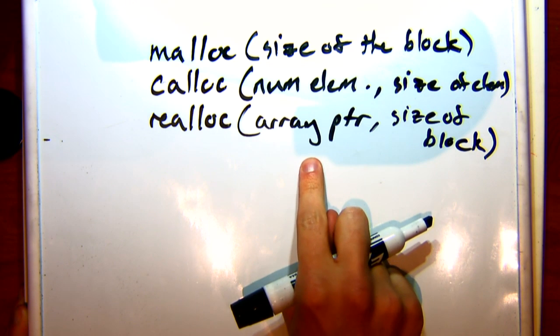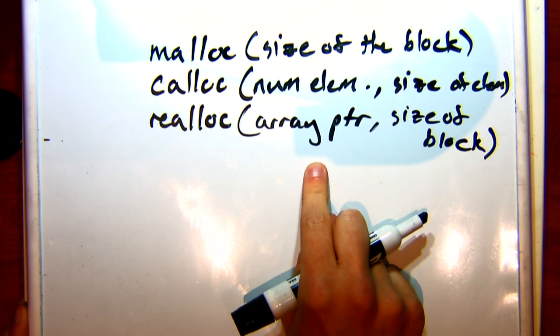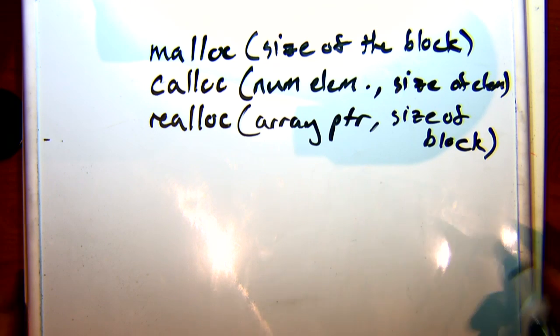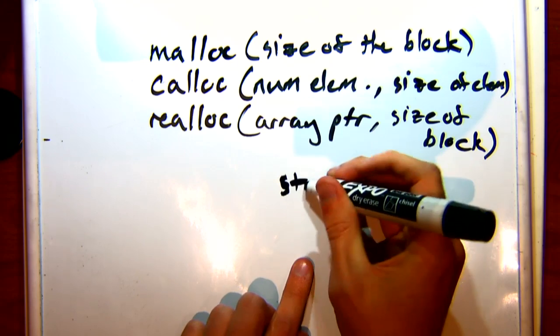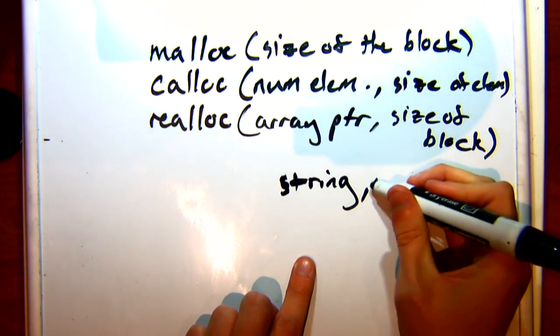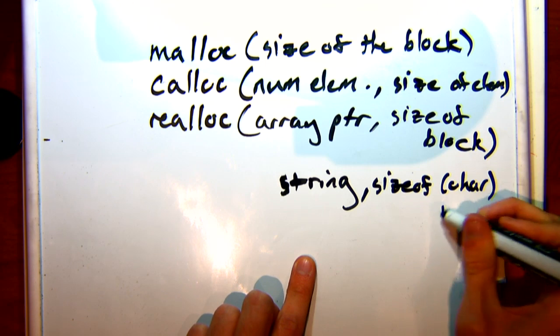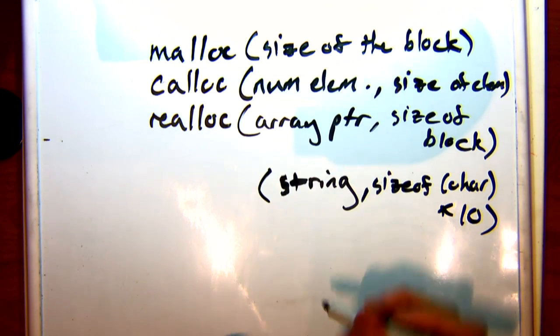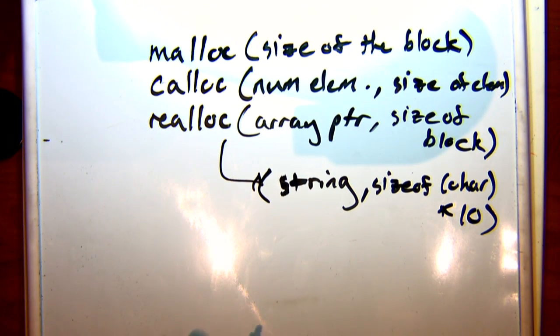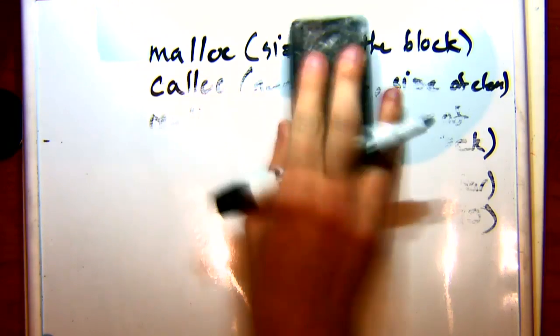So this would still be, let's say we had a string called string. We would put string there. And then if we wanted 10 characters, we would basically do that. And that would be the arguments to realloc there. All right. So that's memory allocation.